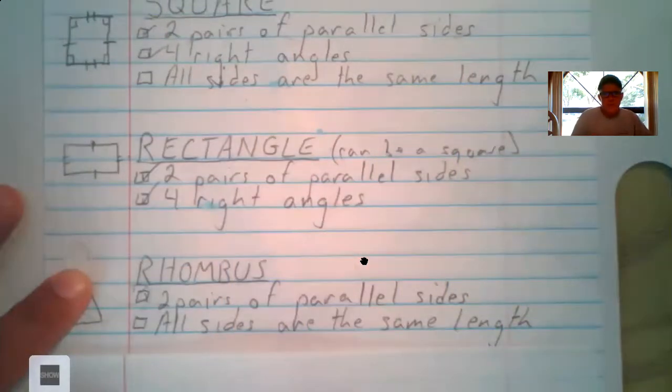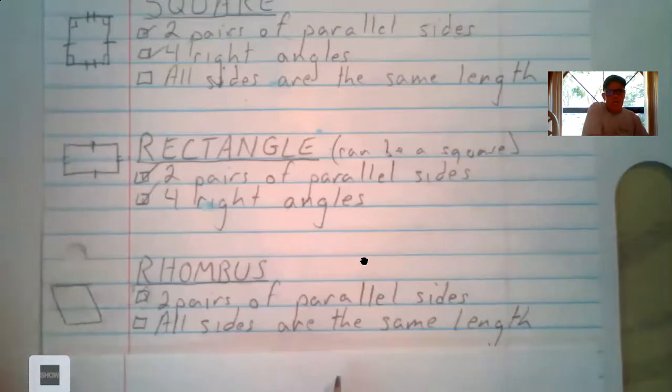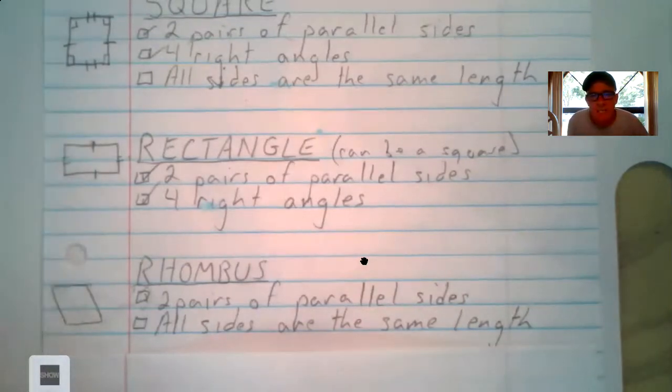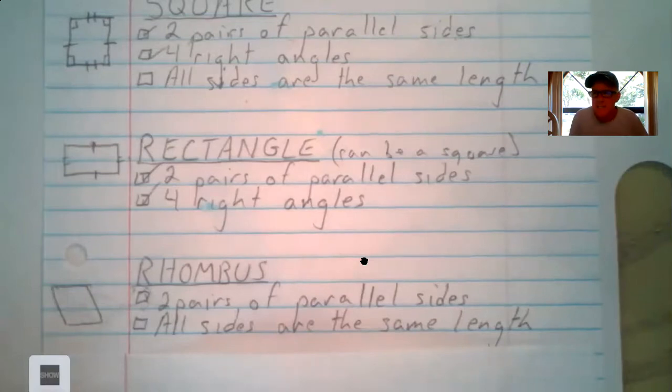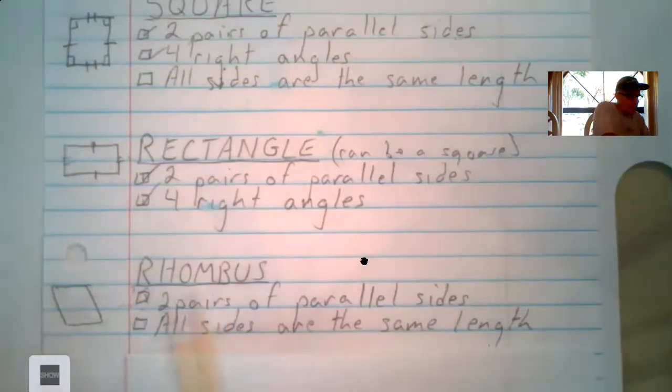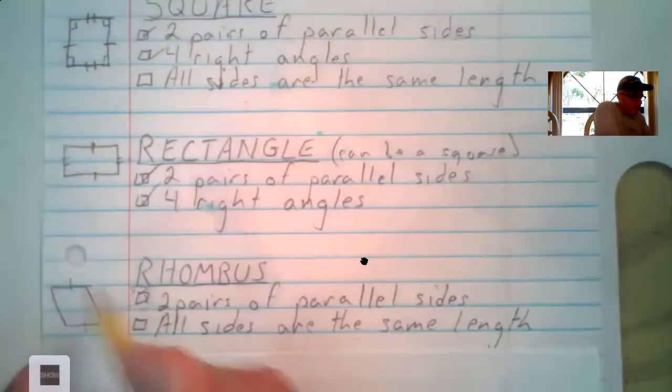Oh, there I go to the square again. I'm sorry. 2 pairs of parallel sides, and all sides are the same length. That's all the rhombus cares about. The rhombus doesn't care about right angles. It can care less if it's a right angle or not. If it is a right angle, does it still have 2 pairs of parallel sides and all sides are the same length? Yes. Does it have to have right angles like the square does? No.